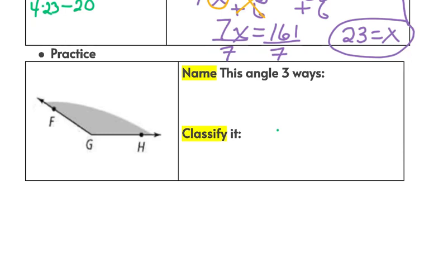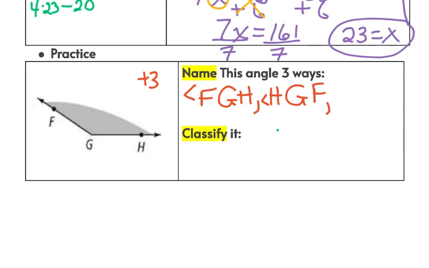Name this angle 3 ways. So this would be worth 3 points. See how you did. I can call it angle FGH, have to have the G in the middle, F on one side, H on the other. Have to have that vertex in the middle, but I can swap the two. Don't forget the angle sign in front of it. If you did, only give yourself 2 points. And then I can also call it angle G. So give yourself 3 if you had all 3 of those. If you forgot the angle symbol, give yourself 2.